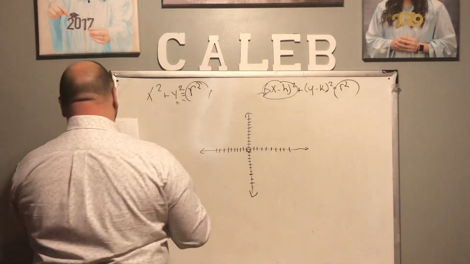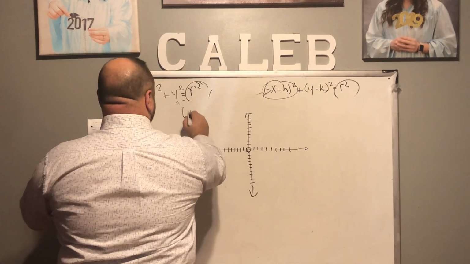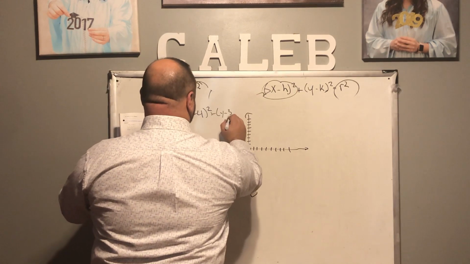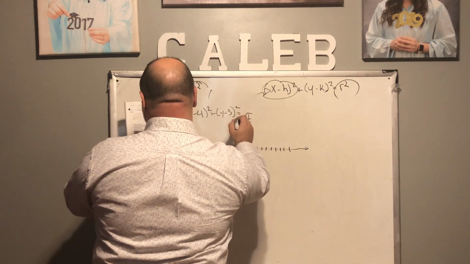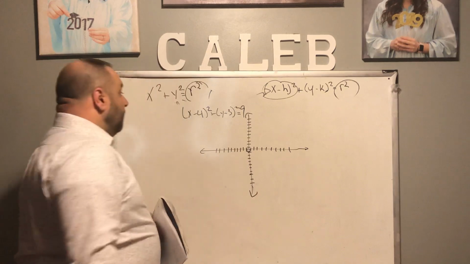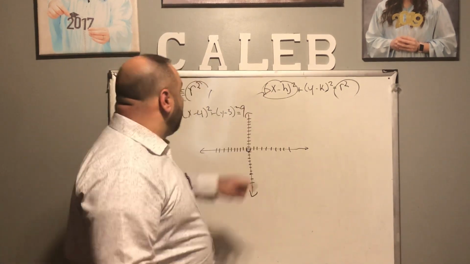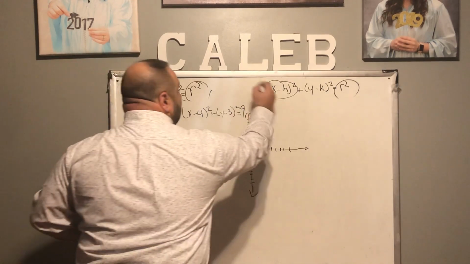All right, now let me draw the equation. So (x minus 4) squared plus (y minus 3) squared equals 9. Okay, now we're going to solve this. So here's our equation.